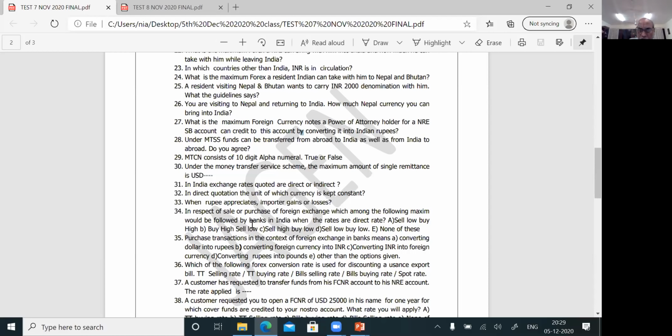Okay, question number 34. In respect of sale or purchase of foreign exchange, which among the following maxims would be followed by banks in India when the rates are direct rates?